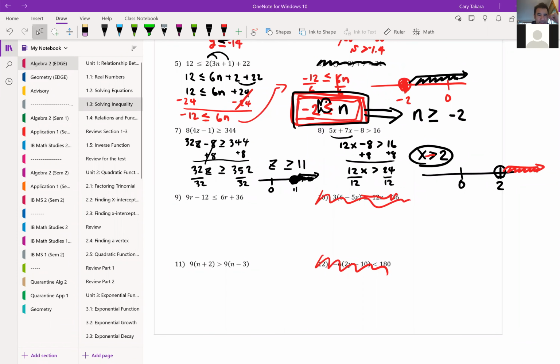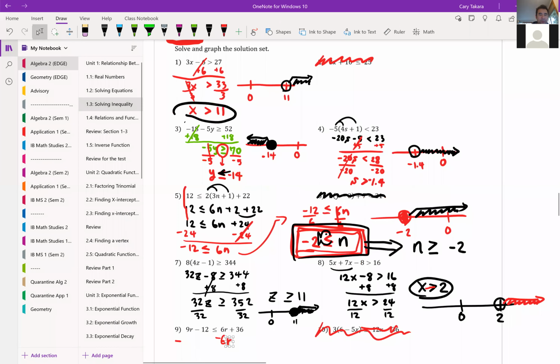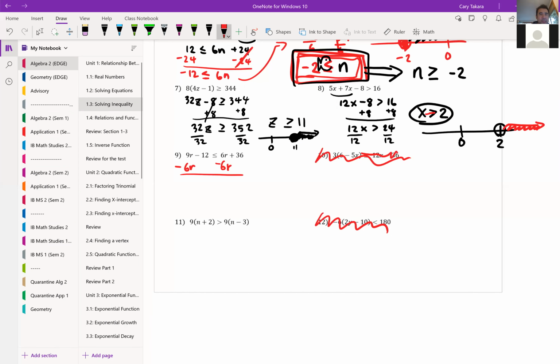Number 9. You got 9r and 6r on the separate sides, and we need to get rid of one of the r's. Which one? Smaller r, right? So I'm going to subtract 6r from both sides.